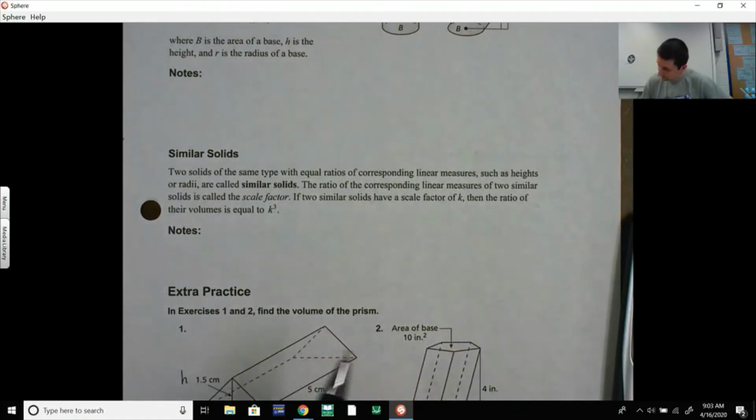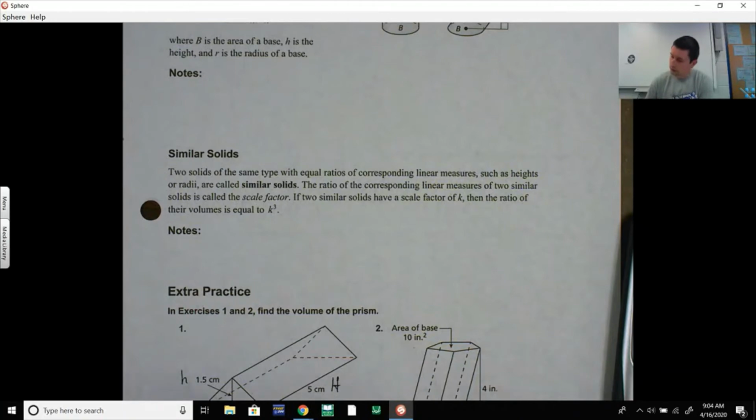Similar solids. Two solids of the same type. That means they both have to be pentagonal prisms or square cubes or cylinders, with equal ratios of corresponding linear measurements. Linear measurements are your radii, your lengths, your widths, your heights, all of those things. Okay, so it's basically the same shape, just different sizes. We know that definition for similar. The ratio of the corresponding linear measures of two similar solids is called the scale factor.